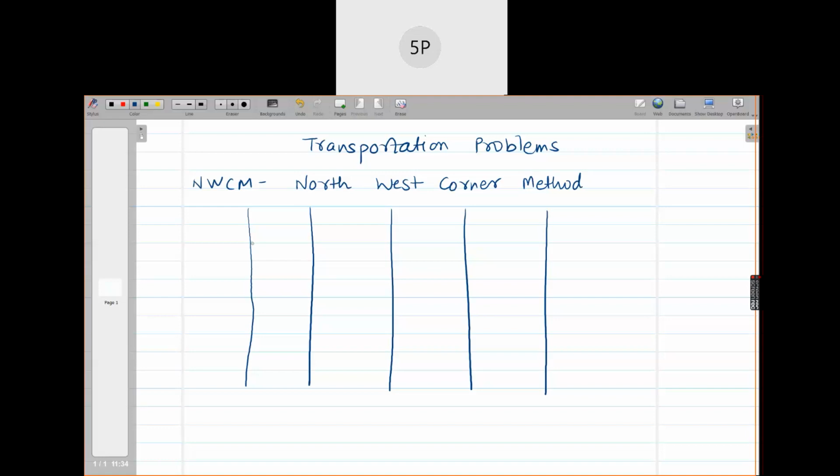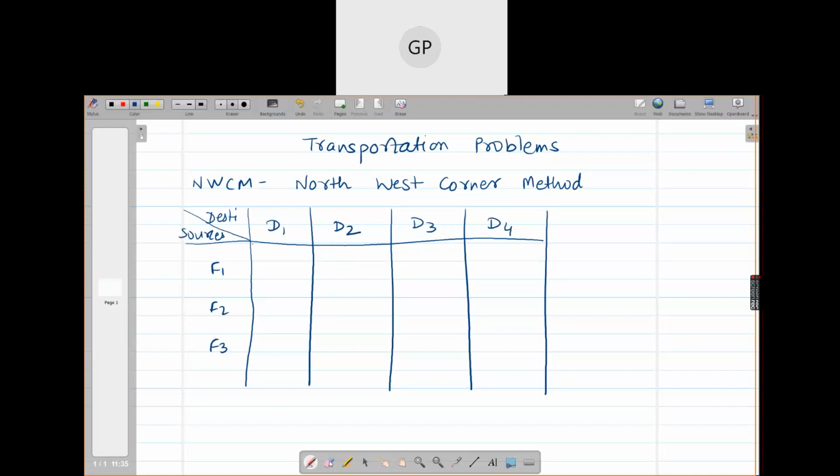Okay. So, these are the destinations and these are the sources. I think F1, F2, F3, right? Ma'am, W1, W2, W3. Okay. Actually, names don't matter if you understand the meaning here. Let it be. Then, can you quickly tell me the table?